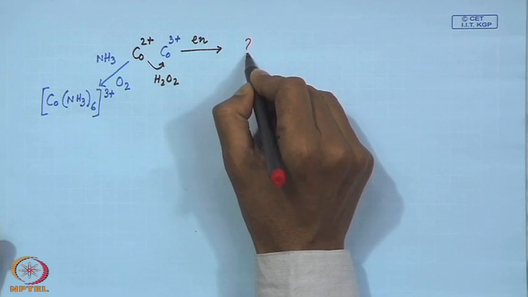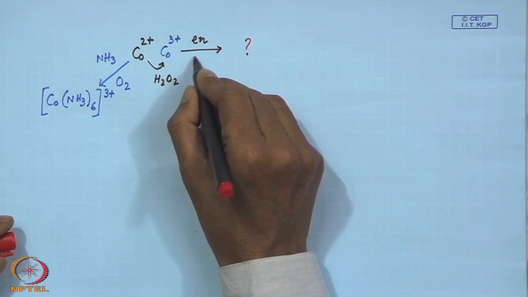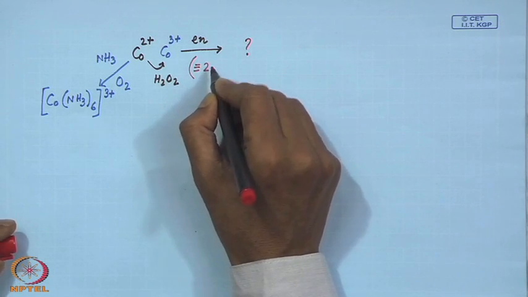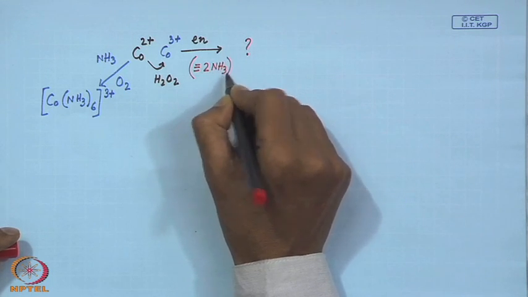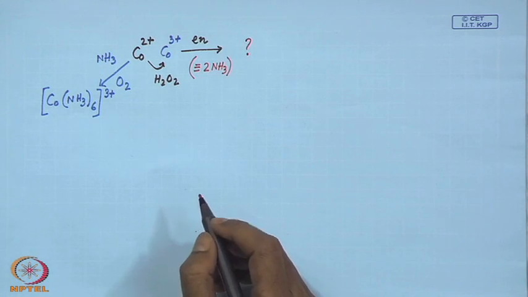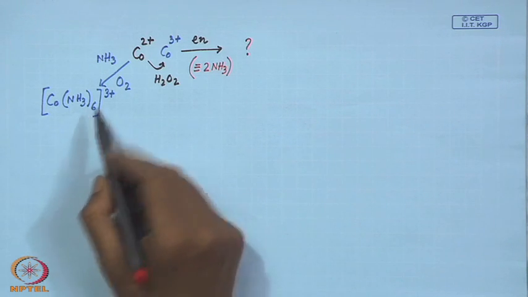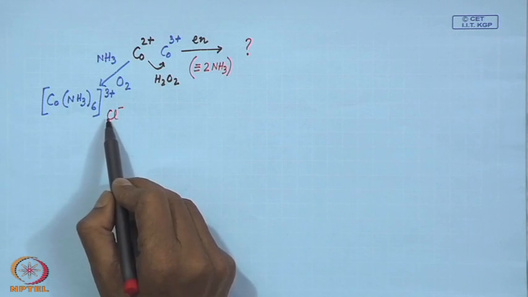We can have several products out of these reactions, where ethylene diamine can be considered as binding of 2 ammonia molecules. So, 2 of these positions can be occupied, which we cannot control in presence of Cl minus, that means the binding of the cobalt chlorine bond.